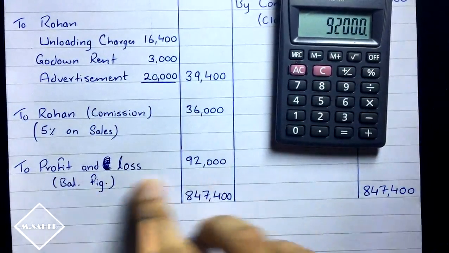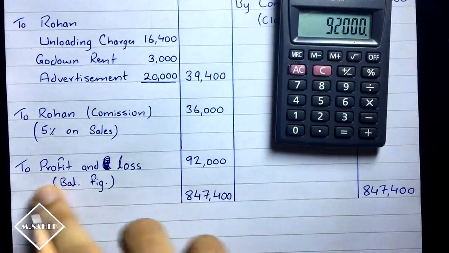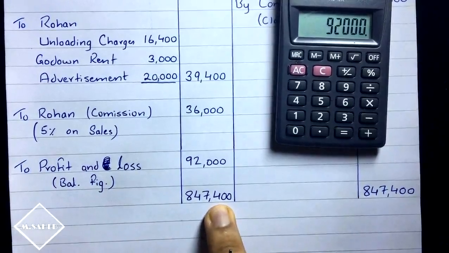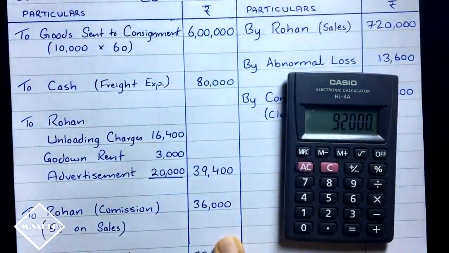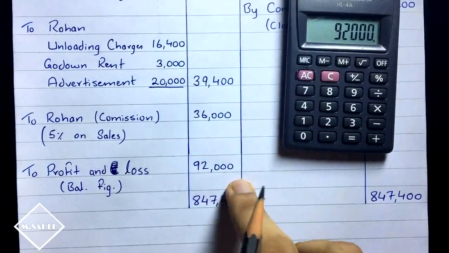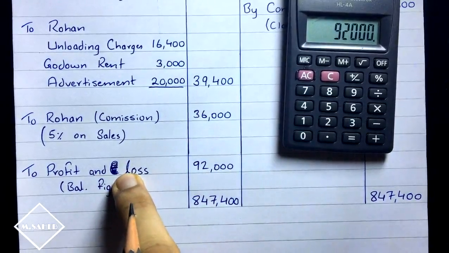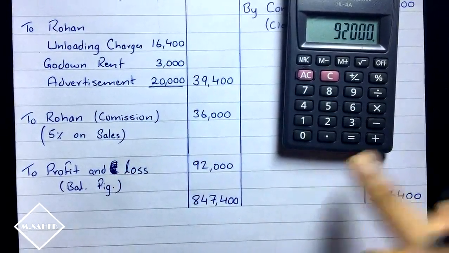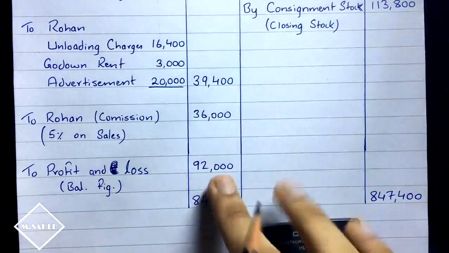You see, there is deficiency on the debit side, that means there is profit. This is the balancing figure, okay. So 8,47,400 minus all these amounts, you will get the balancing figure, and this is 92,000 profit. If the balance comes over here, then that means this is profit. If the balance comes over here, that means that is loss, okay. But here there is a profit, okay, simple.